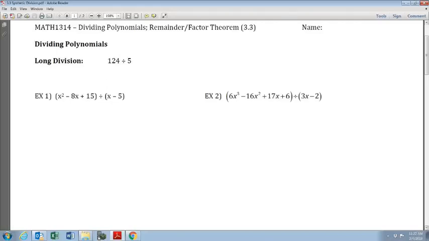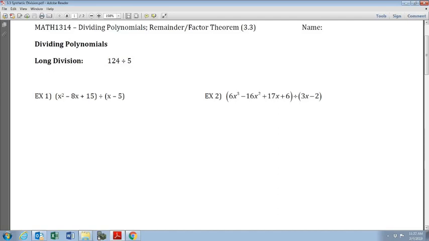Okay, in this video I'm going to be talking about division of polynomials, including synthetic division, and then we also have the remainder and factor theorems to cover. So first of all, let's get started by talking about long division with arithmetic, because this process will be very similar when we do division of polynomials.